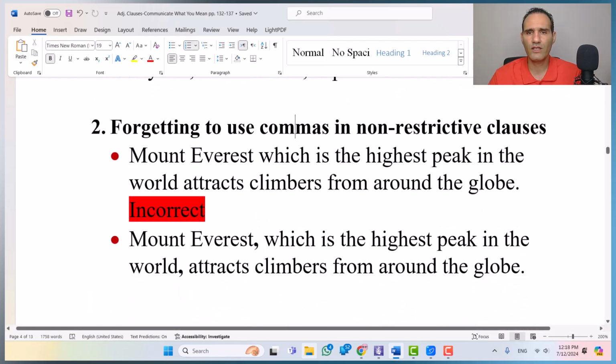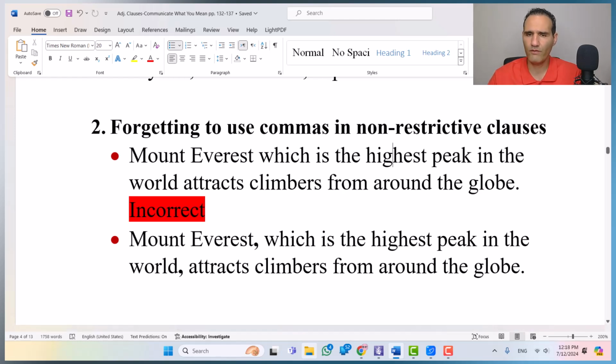Number two, forgetting to use commas in non-restrictive clauses. Again, the same story. If it is a which, put the comma. If it is a that, don't put the comma. Mount Everest. There is just one Mount Everest. We don't need this adjective clause to identify it. It needs to have a comma here.